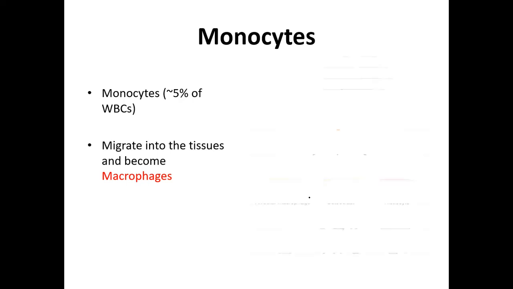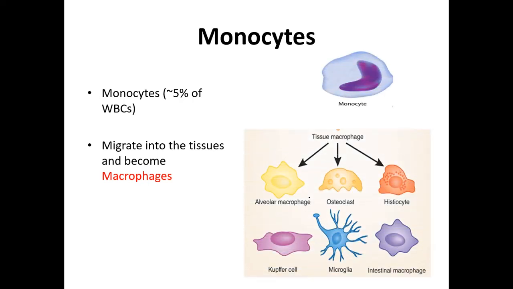Monocytes only circulate in the blood, but whenever they are fixed to the tissues, they become macrophages. And so they are named according to the site where they are found. The alveolar macrophages are seen in the lungs, osteoclasts in the bones, histiocytes in the lymph nodes, and microglia in the brain.